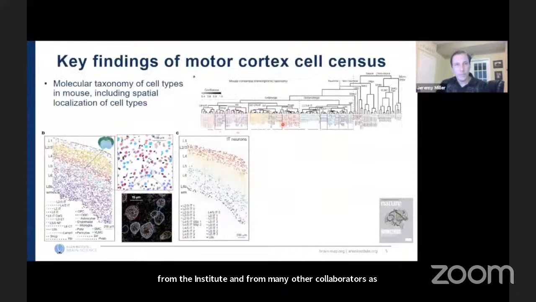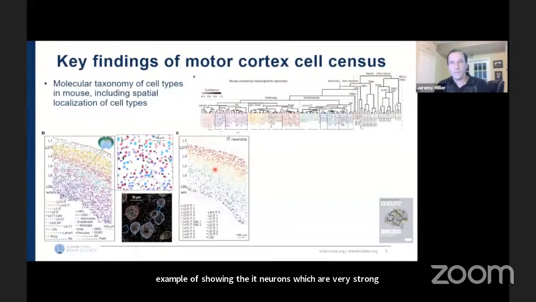So some of the key findings, the first was we created a molecular taxonomy of cell types in mouse. This is what's shown on the top here. There were a number of non-neuronal and neuronal cell types, including glutamatergic types from multiple cortical layers and GABAergic types from different developmental origins. And in addition, MERFISH was used to spatially localize these cell types, which is what's shown below. Here's an example showing the IT neurons, which show very strong layer specification for these types.